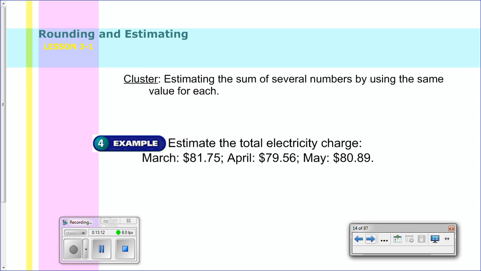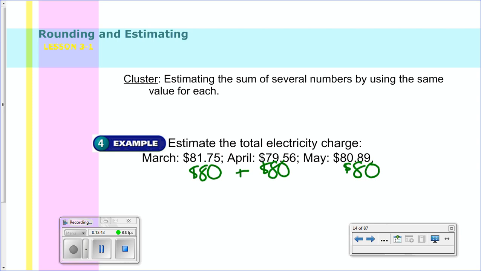So for example, number 4 here. Estimate the total electricity charge. March cost $81.75. April was $79.56. May was $80.89. If you take a look, they're all generally, if you go down a little bit here, this is about 80. If you go up a teeny bit, this is about 80. And May, well, this is just above $80. So because they are all so close to the same value, I'm going to use 80 for all of them.